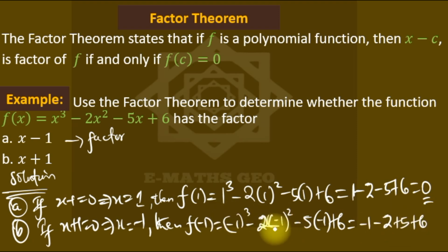I think we're okay. Minus 1 minus 2 is minus 3. Minus 3 plus 5 is 2. Then 2 plus 6, so we have 8. So it is not a factor. The remainder is not 0.